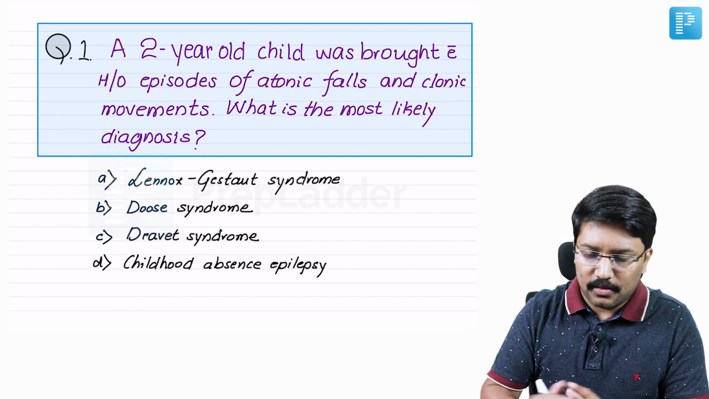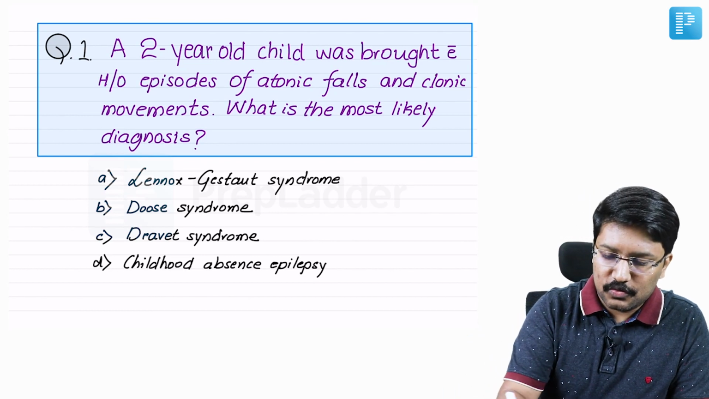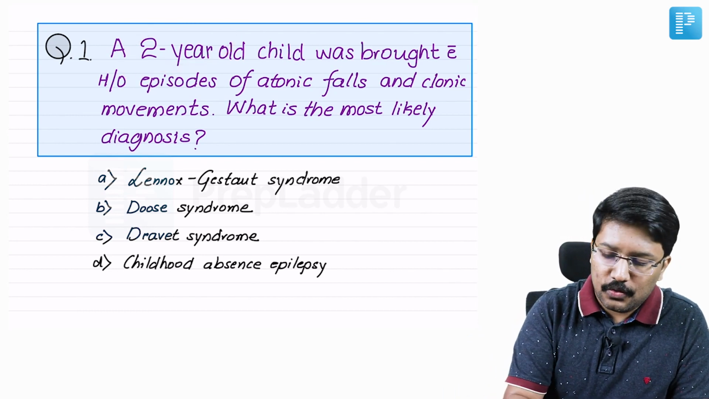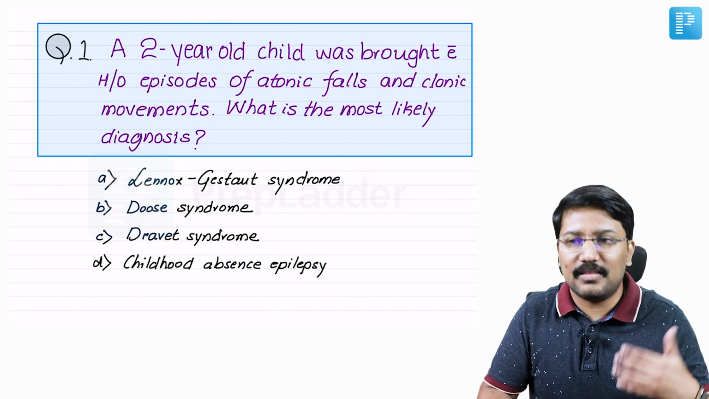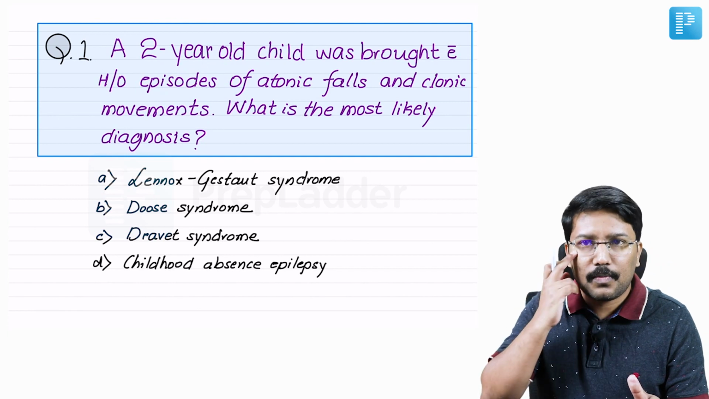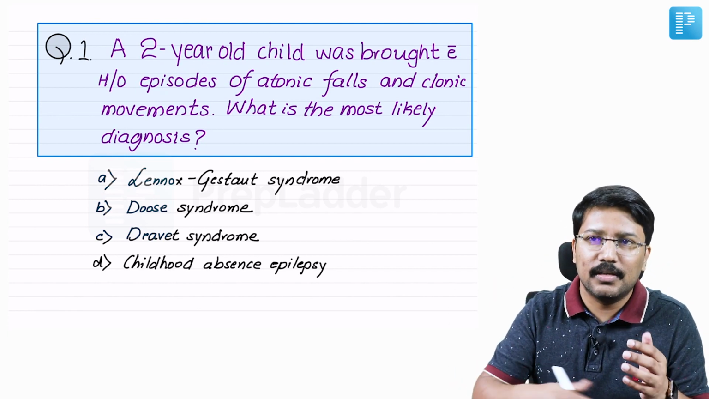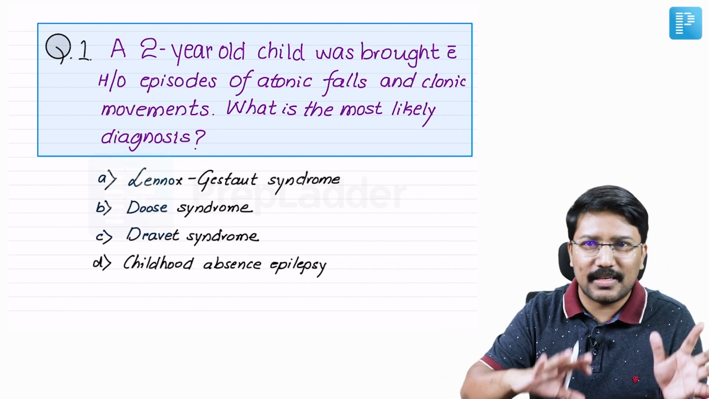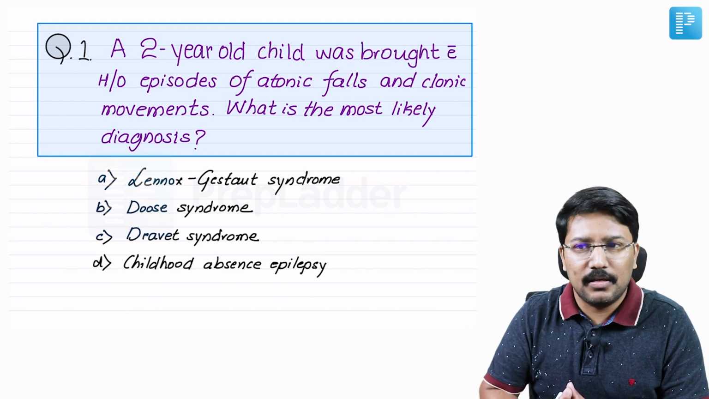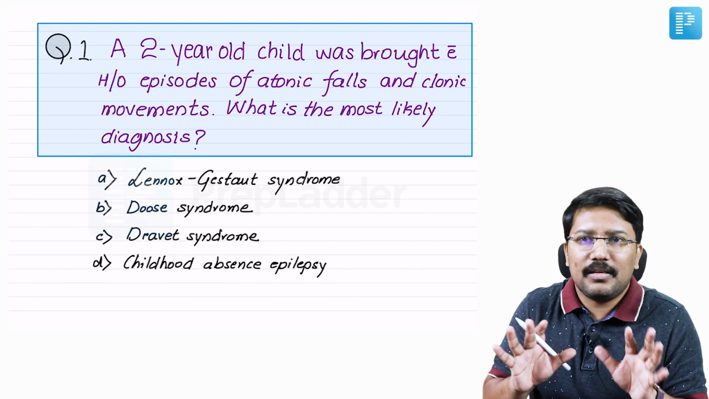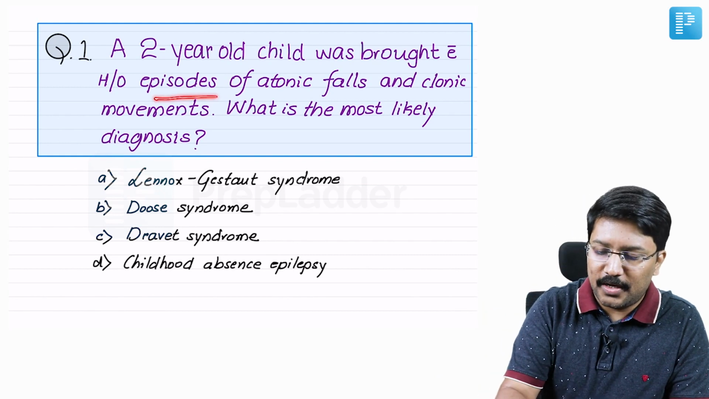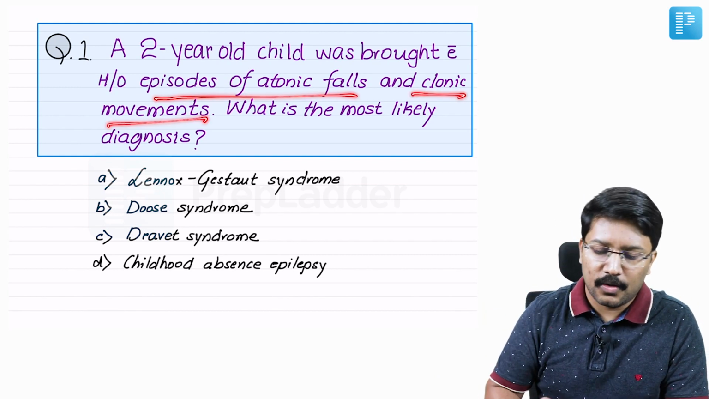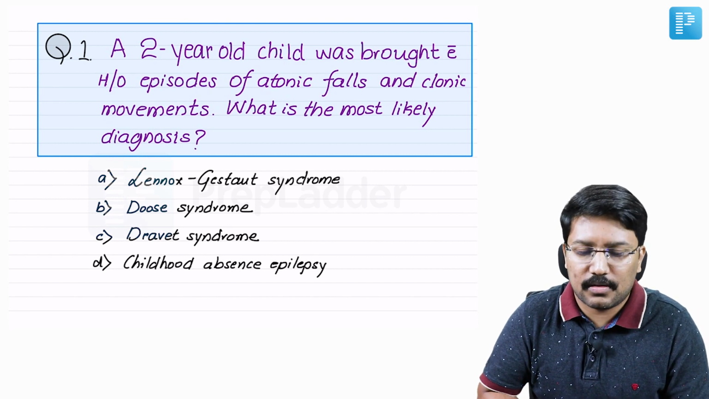The first question was: a 2-year-old child was brought with episodes of atonic falls and clonic movements. I'm not sure exactly how the question was worded, because when we do recalls from mouth to mouth, the wording keeps changing, right? But at least in summary, this is what the question looked like. A 2-year-old child with a history of episodes of atonic falls and clonic movement. What is the most likely diagnosis?